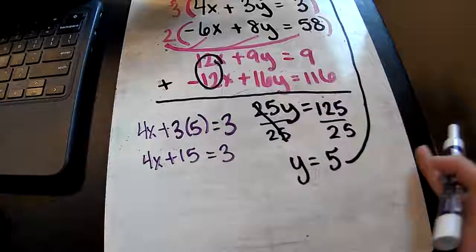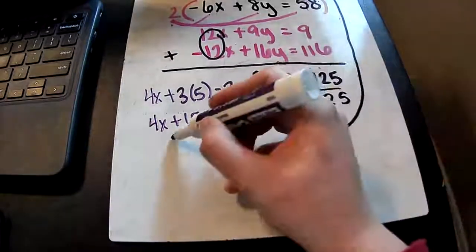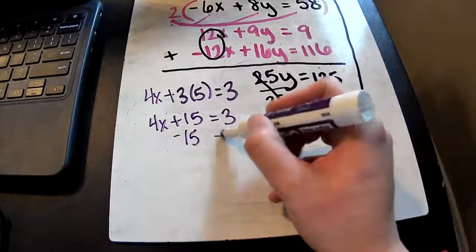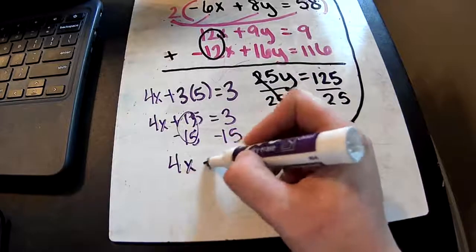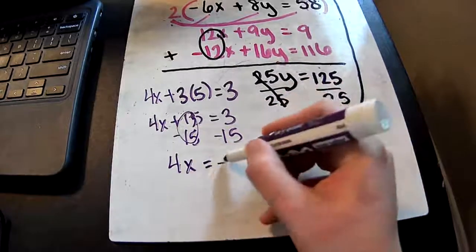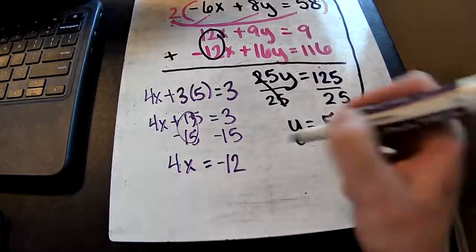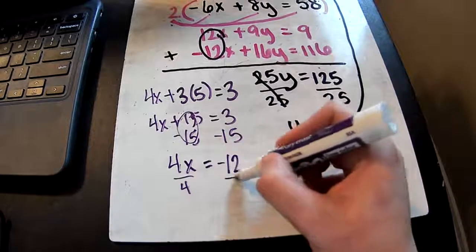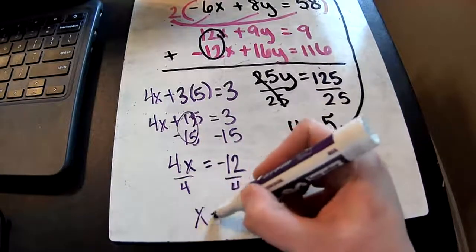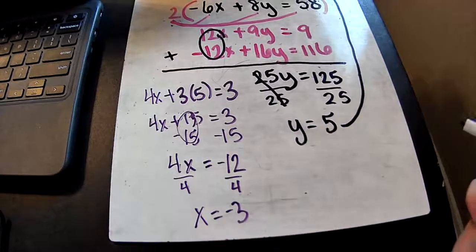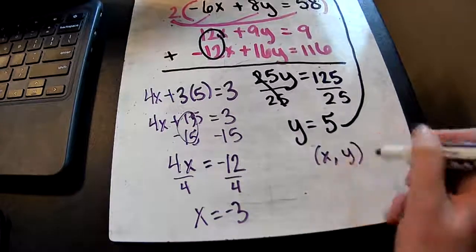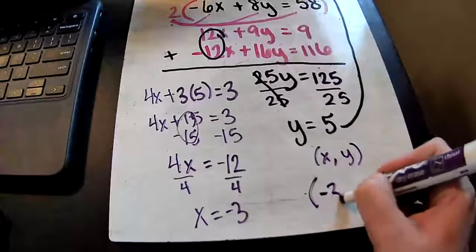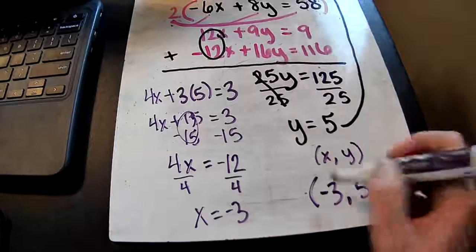This is just a two-step equation, and so I'm going to solve it by subtracting 15. Now I have 4x equals 3 minus 15, which puts me at negative 12. And then I'm going to divide by 4. And I got x equals negative 3. So again, remember, in your ordered pair, we always want it to be x and then y. And so our solution here should be negative 3, positive 5.